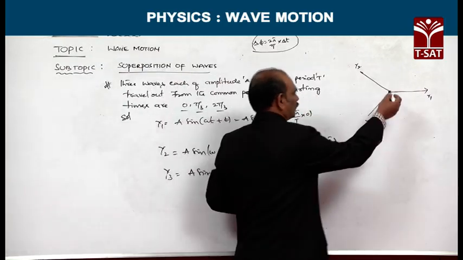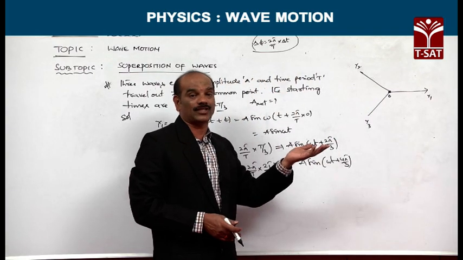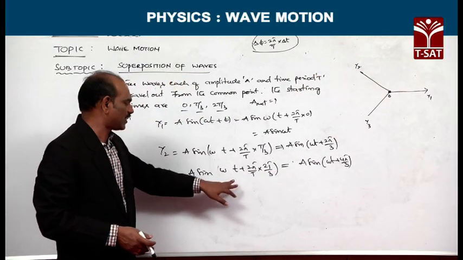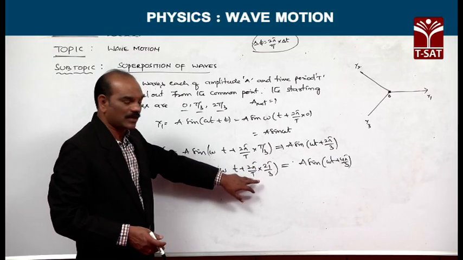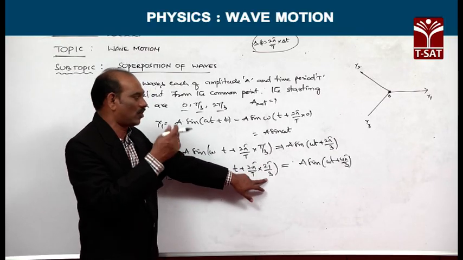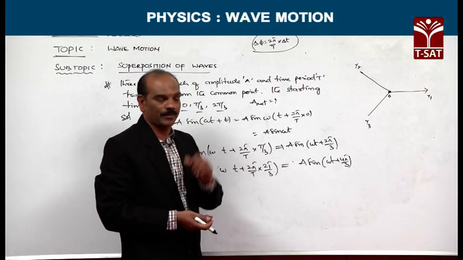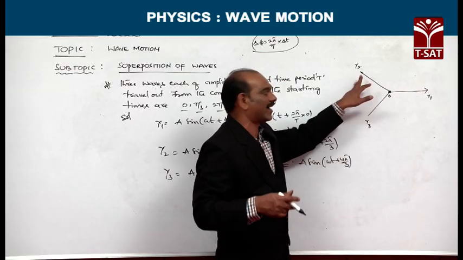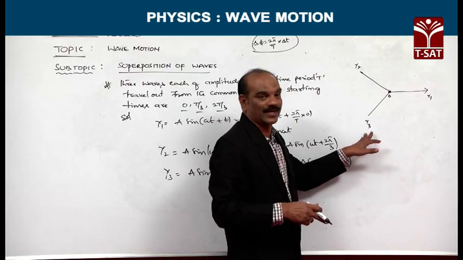And the third wave comes out of the same point after 2T by 3, that means phase 4 pi by 3. So on the whole what happens here? Omega t plus 2 pi by capital T into 2T by 3, it is coming out of O. This will become A sin omega t plus 4 pi by 3. Means first wave coming at 0 time, after T by 3 is y2, after 2T by 3 is y3.